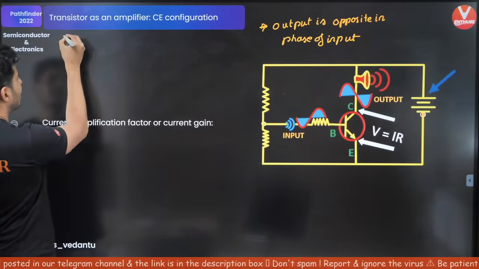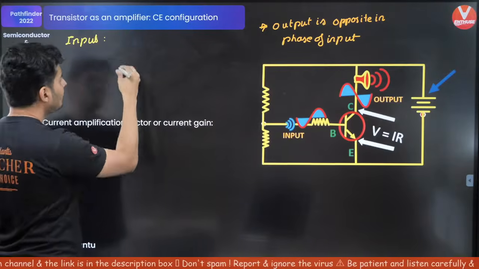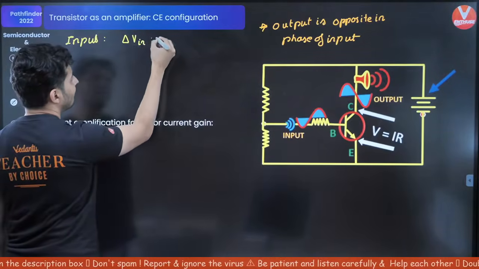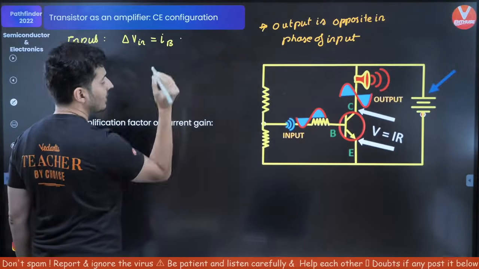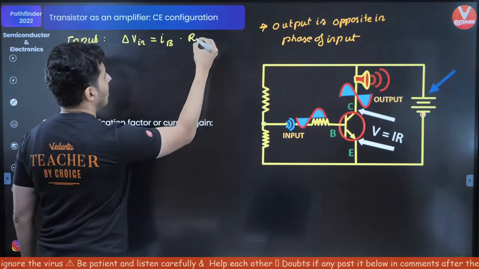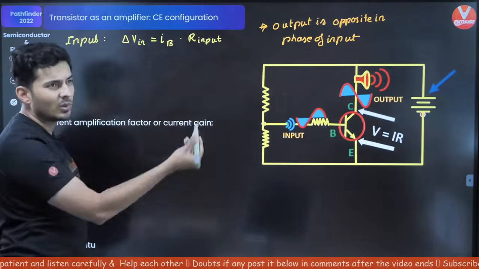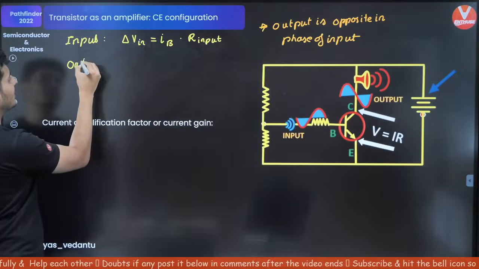So it's very simple, guys. For the input side, you can say that the change in the input voltage will be V is IR, input current, which is in this case the base current, into the resistance of the input side. The resistance of the input side, V is equal to IR. Same way, you can also mention about the output side.